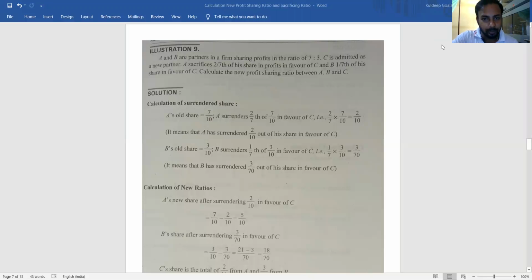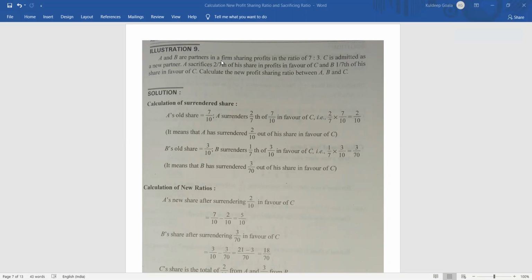So in the previous day, we have seen that by using the formula that is old ratio equals to new ratio minus sacrificing ratio, or sorry, new ratio equals to old ratio minus sacrificing ratio, right? Or sacrificing ratio equals to old ratio minus new ratio. We use both the formula and we have calculated both the sacrificing ratio as well as the new ratio, right? So today also we will be continuing with that, and after that we will be learning about the premium for goodwill, right? So let's start. What is here in the illustration number 9?